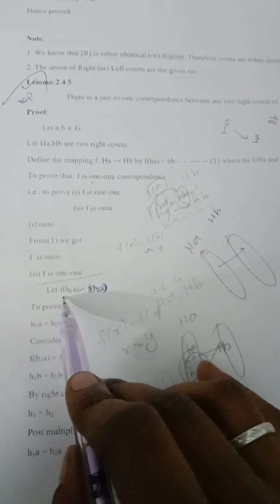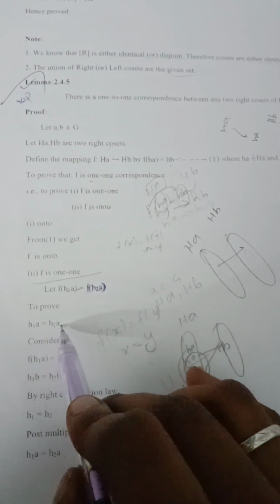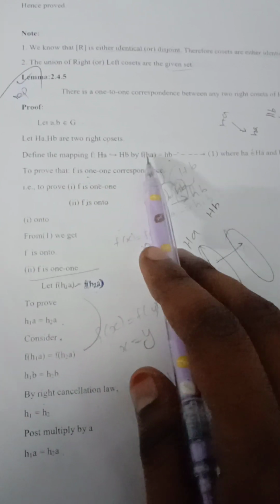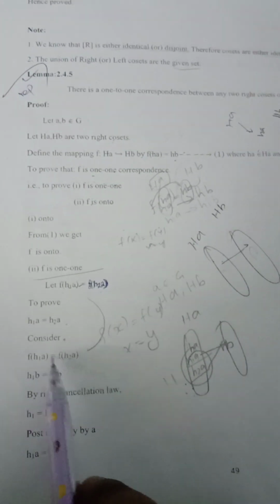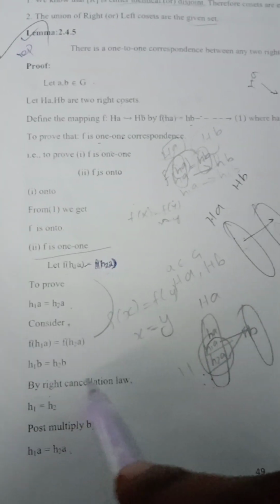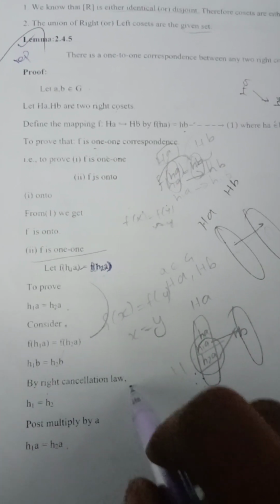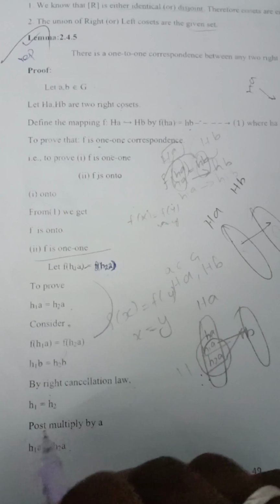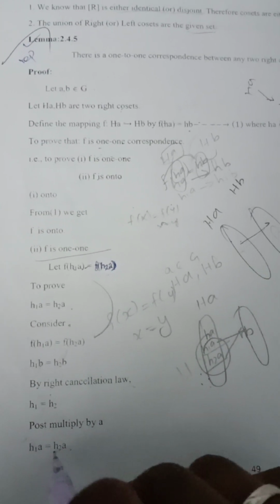So we have to prove that h1a equals h2a. So we consider f(h1a) = f(h2a), and f(ha) can be written as hb. Likewise, f(h1a) can be written as h1b, and likewise f(h2a) can be written as h2b. By using right cancellation, b and b get cancelled, and we have h1 = h2. We post-multiply by a, and we get h1a = h2a.